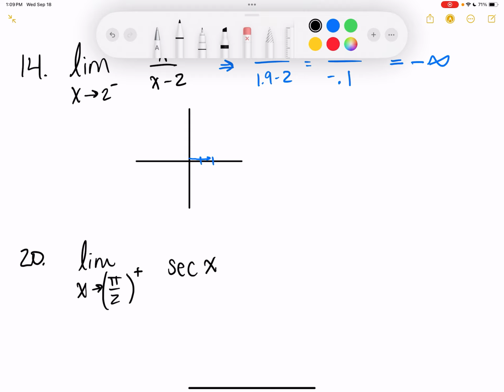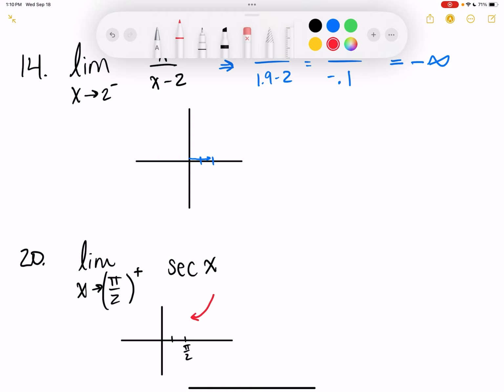So with this one, I'm approaching pi over 2 from the right. Okay, so we have pi over 2. Is that arrow just for the from the right? Yes. Okay, so it's not part of the secant. I mean, it could be, but no. What happens as I get close?